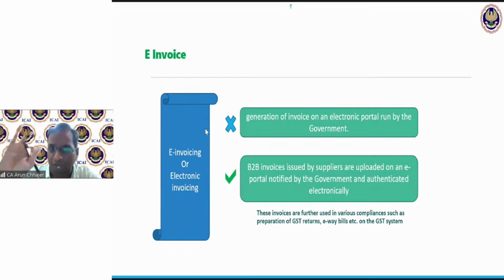And from next month, not important from the exam point of view, but just for the knowledge point of view, I'm telling you that from next month, August, the limit is going to be reduced to 5 crore. As of now, what is the limit? More than 10 crore. What is the future limit? 5 crore.